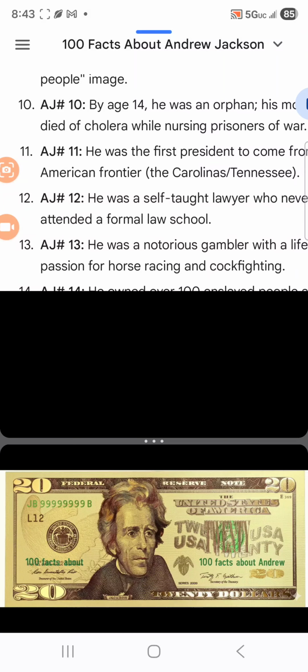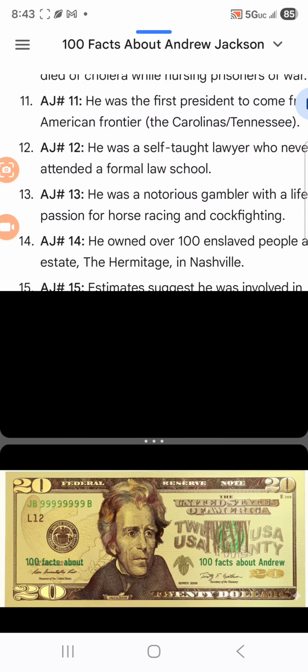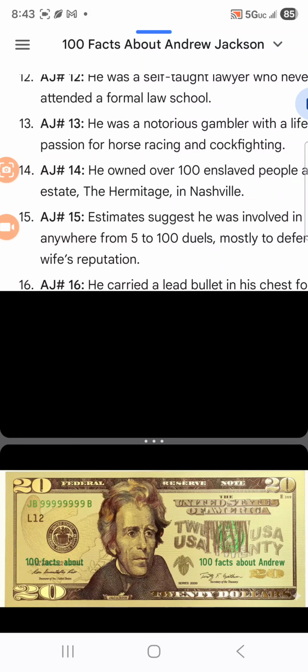AJ number 11. He was the first president to come from the American frontier, the Carolinas/Tennessee. AJ number 12. He was a self-taught lawyer who never attended a formal law school. AJ number 13. He was a notorious gambler with a lifelong passion for horse racing and cockfighting. AJ number 14. He owned over 100 enslaved people at his estate, the Hermitage, in Nashville.